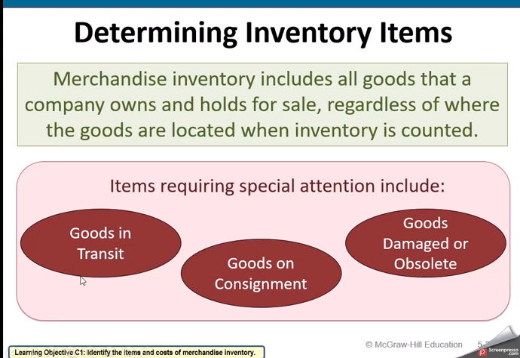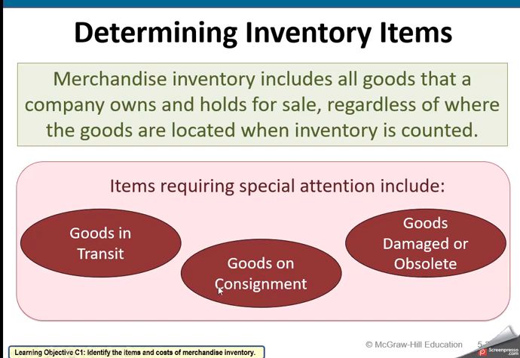So in chapter 4, we talked about FOB destination point or FOB shipping point, and I tried to explain that if it was FOB destination, the buyer is not going to have it in their inventory or take ownership till they receive it. So then the seller would have to include it in their inventory. If it was FOB shipping point, then the buyer takes possession as soon as it ships, as soon as the carrier takes hold of it. So then they would have to include it in their inventory.